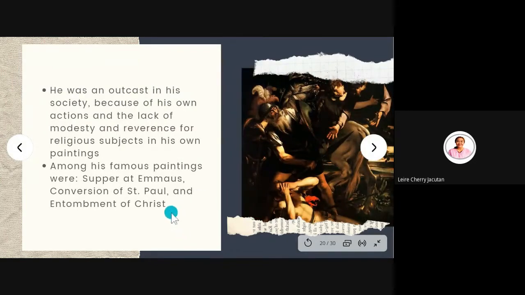And sabi dito, he's also an outcast in his society because of his own actions and the lack of modesty and reverence for religious subject in his own paintings. Kumbaga parang kaya siya naging outcast o kaya siya tinatakwil ng lipunan. It's because parang hindi niya ginagalang yung mga religious subjects sa kanya mga painting. And then among his famous paintings were Supper at Emmaus, and then Conversion of Saint Paul and Entombment of Christ. So ito yung painting na nakita nyo na ito. This is the Conversion of Saint Paul. Isa sa mga kilalang paintings itong ni Caravaggio.